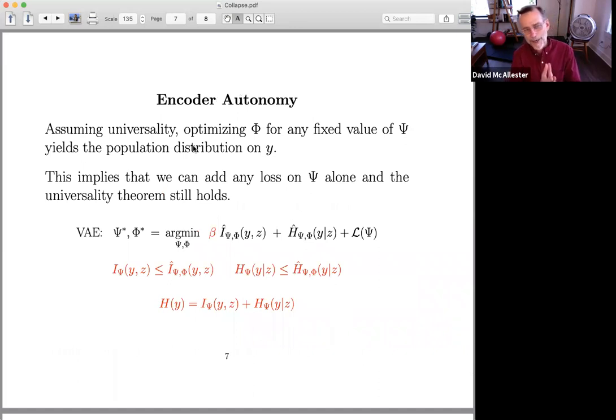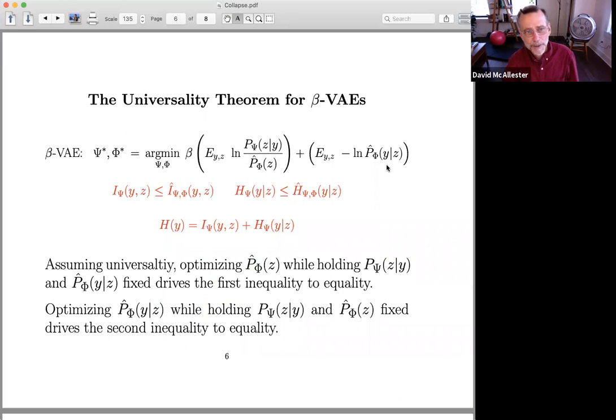And this part I find the most intriguing because I haven't seen it before, and it feels like it could have important applications. And that is encoder autonomy. We're focusing on this distribution, and the optimization properties that I just mentioned, this universality theorem, said I'm going to be universal for any psi. I'm going to get this property independent of psi, because I get this property as soon as I optimize these two pieces of the model, even holding psi fixed, even holding the encoder fixed.